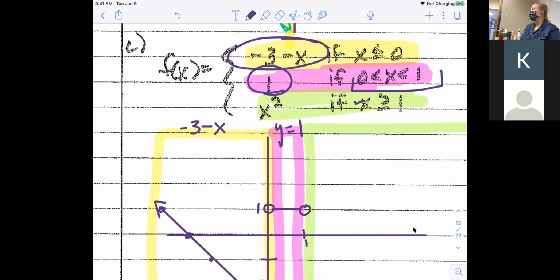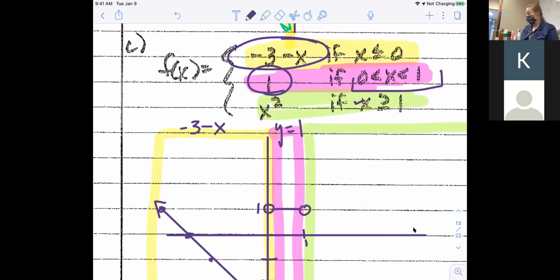The last one says it's x squared if x is greater than or equal to 1. So I need to graph a parabola over here in the green space. I can't just start at 0 and then graph like that because that's not what a parabola is. It doesn't start at 1, 0, does it? It starts at 0, 0. I'm not allowed to graph it in the pink though. What would it be when I finally enter the green box?